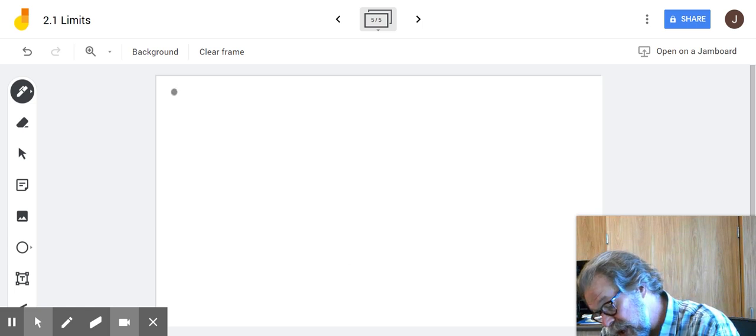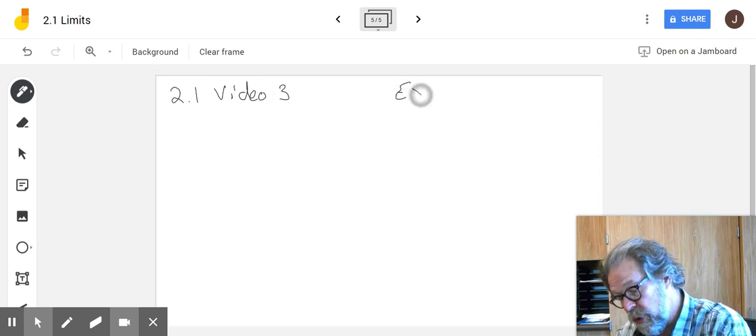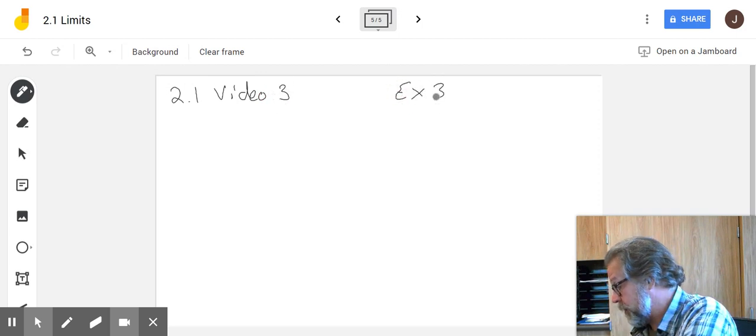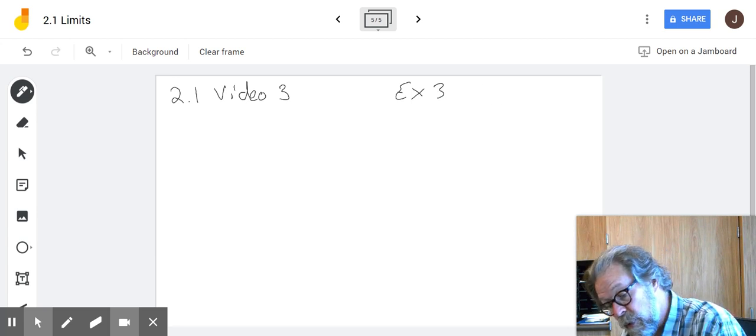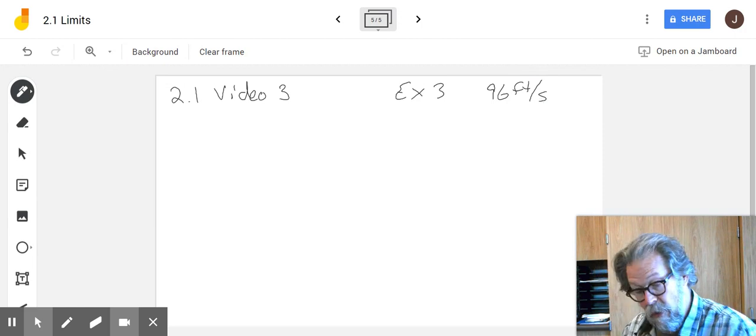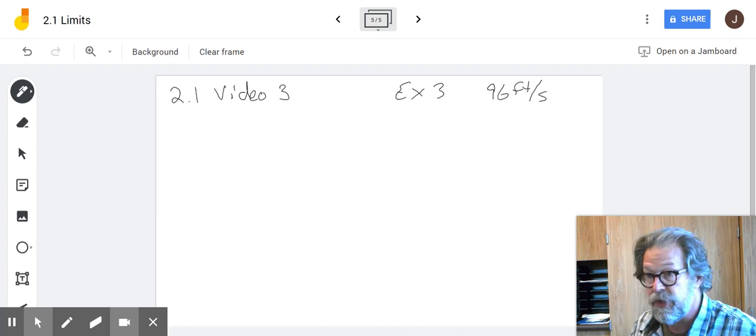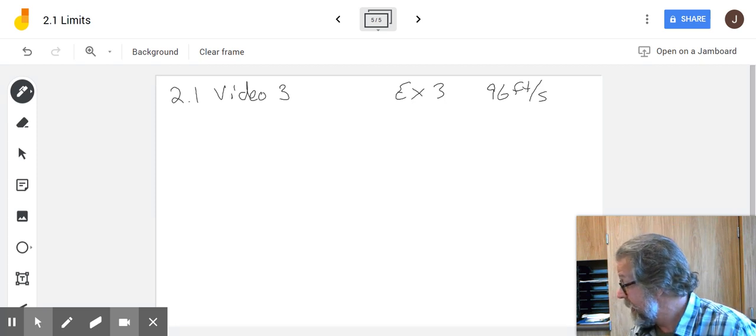All right, this is section 2.1 video number 3. The solution to exercise 3, which was to find an instantaneous speed, was 96 feet per second, and that was at time 3. Again, hopefully you've already done that and you checked it in the back of the book, and if you had questions, you'll come to class and you'll ask me.